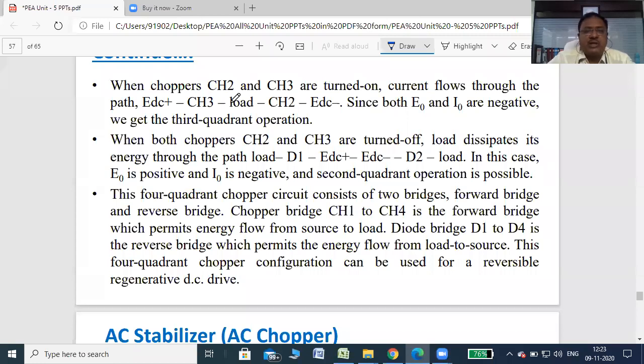This four quadrant chopper circuit consists of two bridges, a forward bridge and a reverse bridge. The chopper bridge CH1 CH4 is a forward bridge which permits energy flow from source to load. The diode bridge D1 D4 is a reverse bridge which permits energy flow from load to source. This four quadrant chopper configuration can be used for a reversible regenerative DC drive. That is the application of this four quadrant chopper.